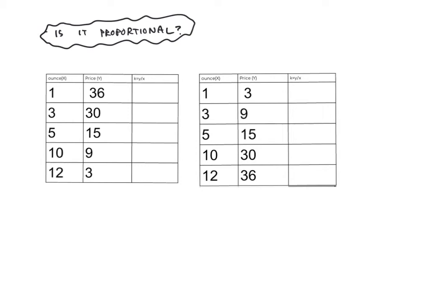In this video, we're going to look at how we can decide whether a table is or is not proportional. And we're going to do this using what we've been calling the proportional constant.